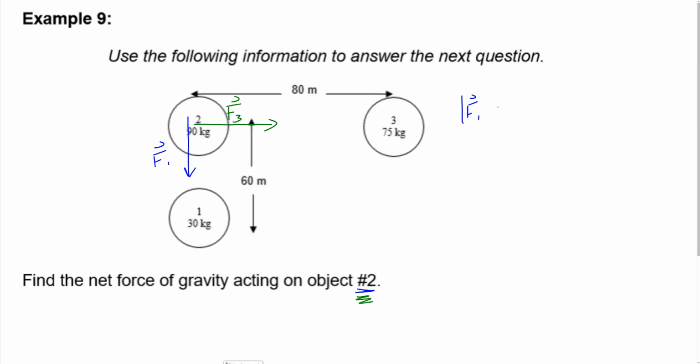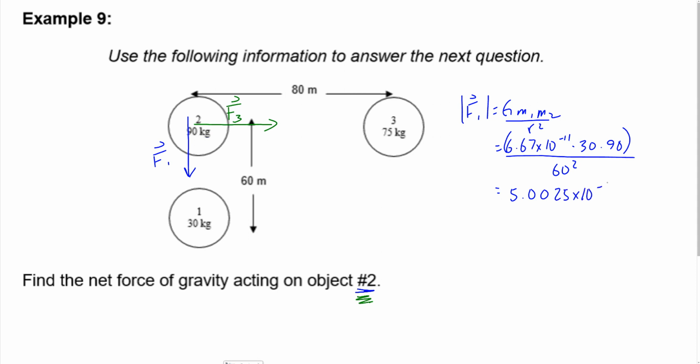Let's say F1 is equal to G M1 M2 over R squared, 6.67 times 10 to the minus 11, times M1 is 30 kilograms, times M2 is 90 kilograms, and we divide that by R squared, 60 meters squared. You get a force there caused by number 1 on number 2 of 5.0025 times 10 to the minus 11. Make sure you can get that number on your calculators. Now the force on number 1 would also be 5.0025. It's equal and opposite to the force on number 2. But remember what we said, we don't care about the force on number 1 because that's not the question.